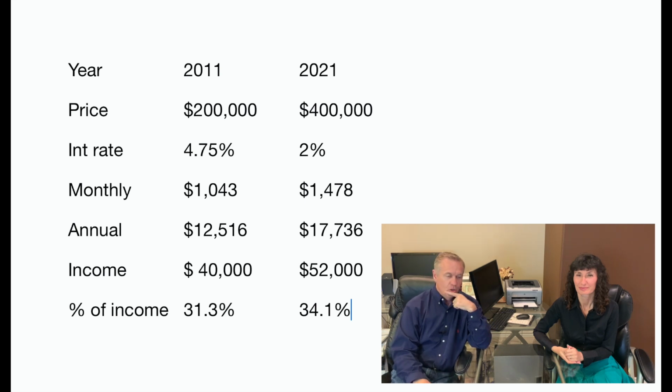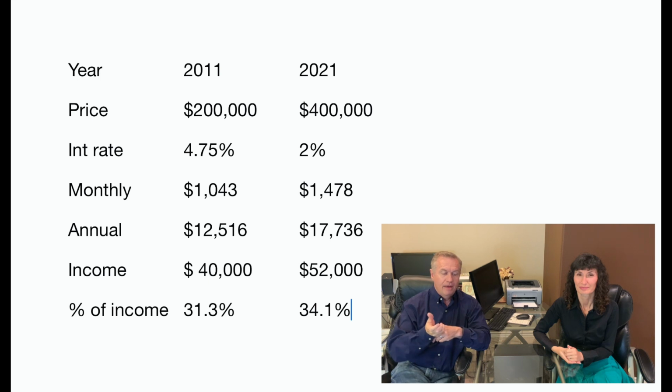Okay, so on the left column, those are the original numbers we talked about, 2011, percent of your income, 31.3%. So 2021, now the home has doubled, it's $400,000, but interest rates are much, much lower. A friend of mine just refied at like 1.85. You can get 2% interest rates, so we use that number. That may not be what you personally get or what you got recently, but we're just doing this to show the monthly payment on that $400,000 house is $1,478. It is more than the monthly payment on the $200,000 house was, a little bit more.